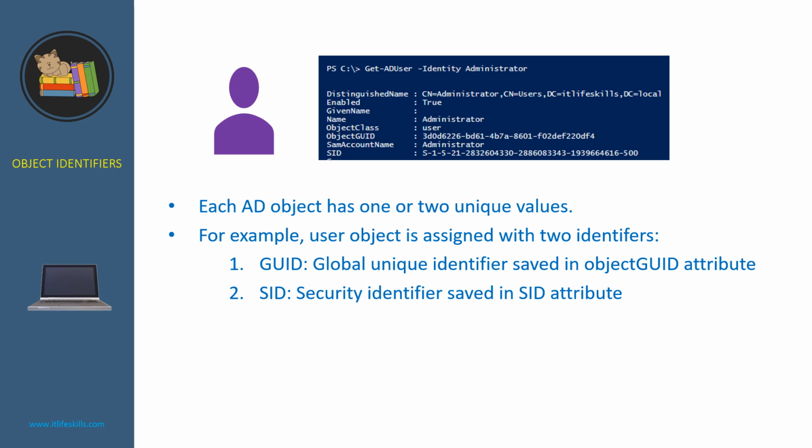Let's talk about object identifiers. Each AD object has one or two unique values. For example, a user object is assigned two identifiers: GUID or global unique identifier saved in the objectGUID attribute, and SID or security identifier saved in the SID attribute.